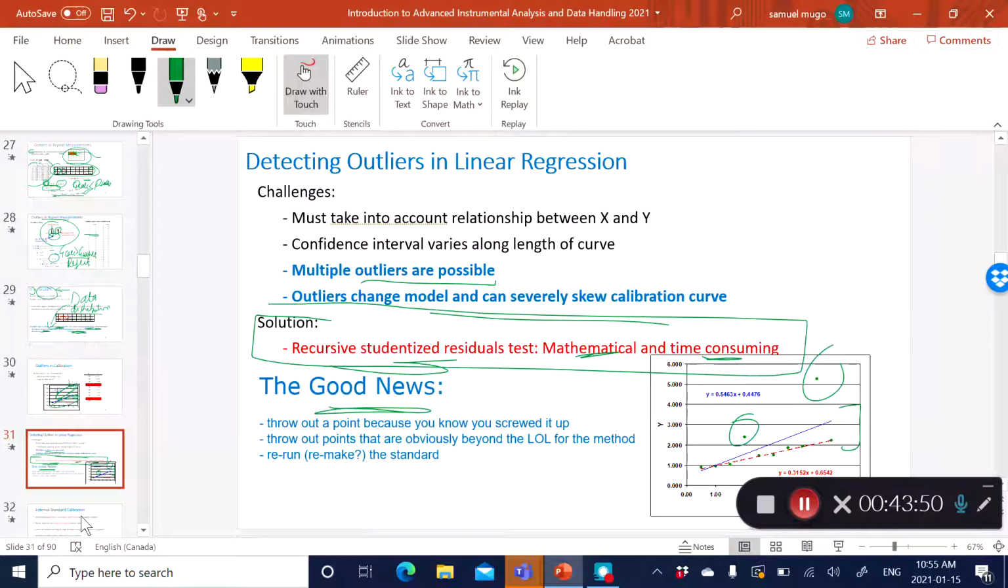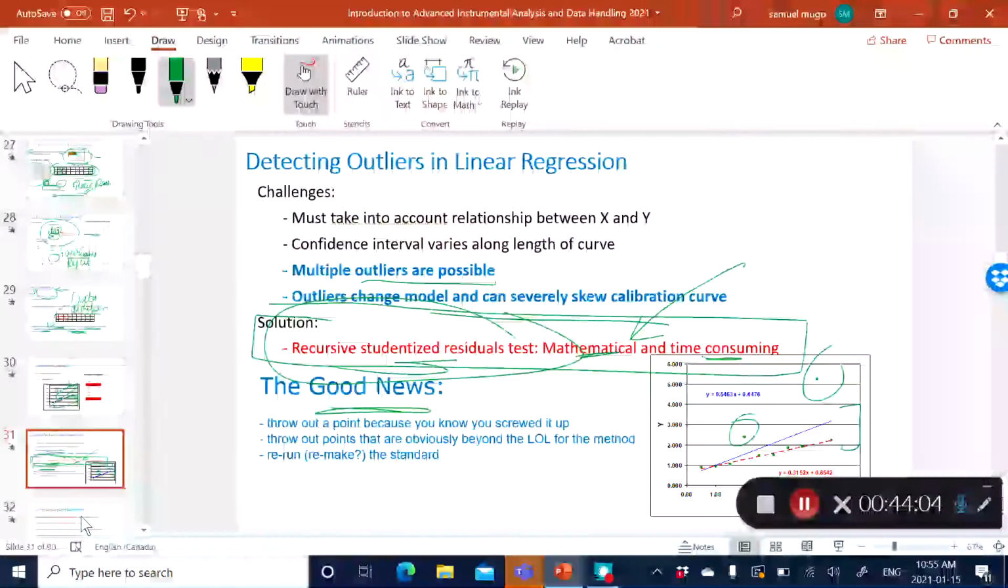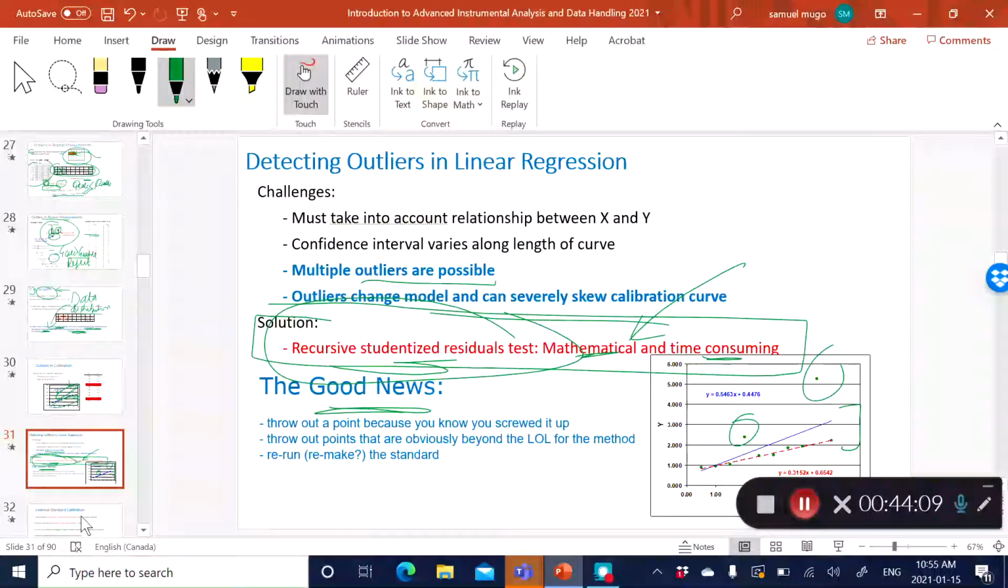So the good news is, of course, it's beyond the scope of this course for me to show you the derivation of those equations and so forth. So I decided not to bother with it. But if you're interested and you're into statistics, you can take a look at it. But in practice, we rarely use it. We essentially just look at our data, and we would discard the data points.